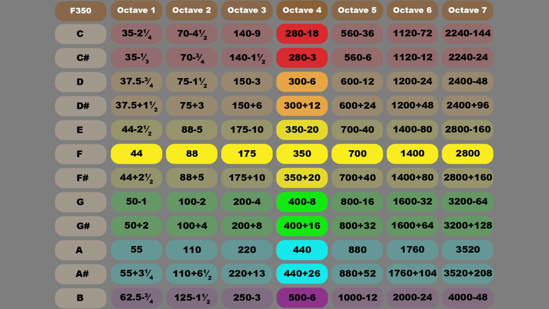B4 is 500 minus 6. C4 is 280 minus 18, and C sharp 4 is 280 minus 3. So let's talk about how these numbers are related. The 350 group, they're just related from the middle, F4. And I just kept those for E because it just works best.